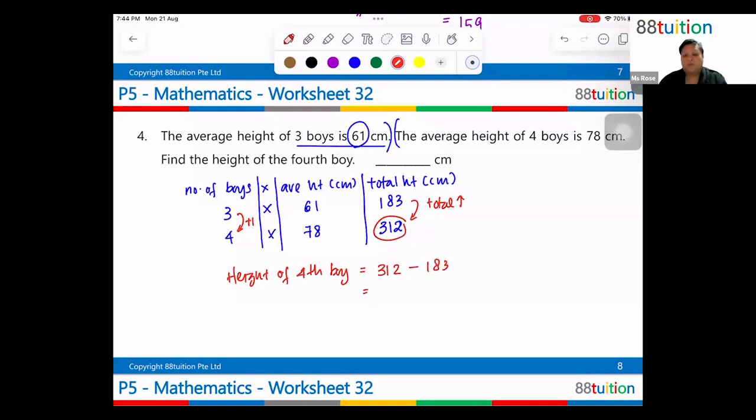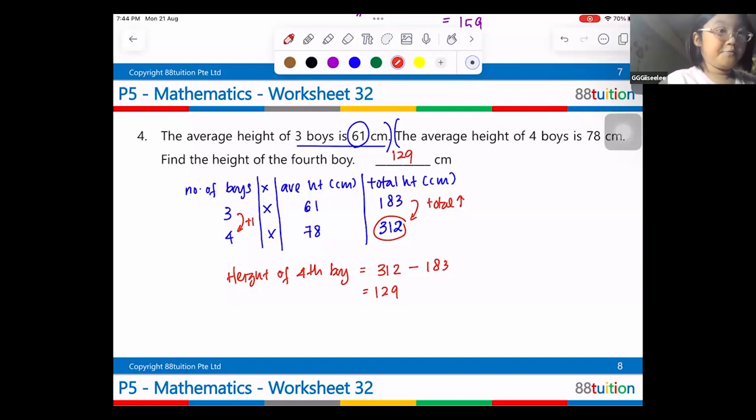Do you want me to calculate for you? What's your answer? 129. 129. Thank you. Yes. Okay, so that's number 4. Now I'm going on to number 5.